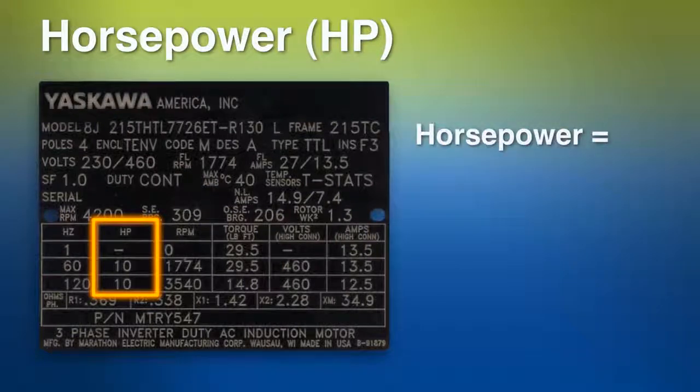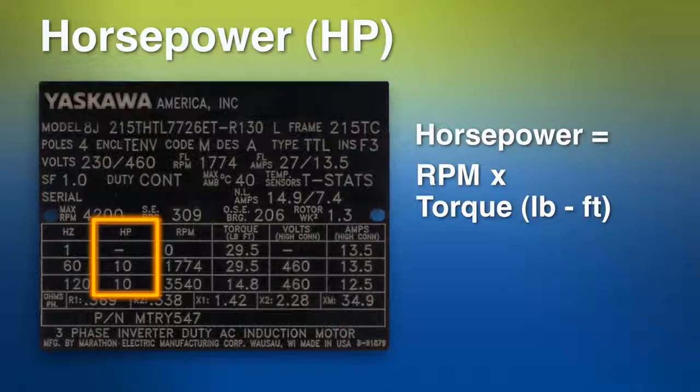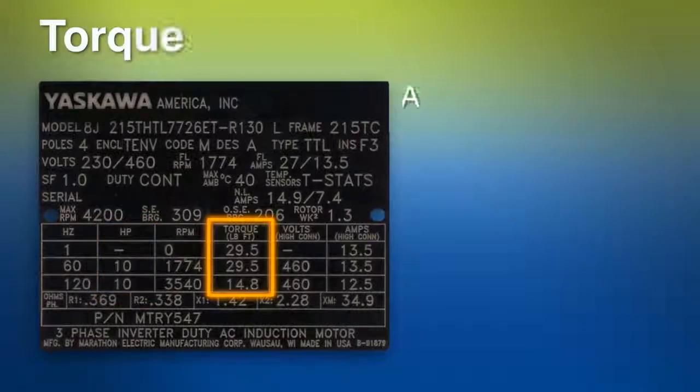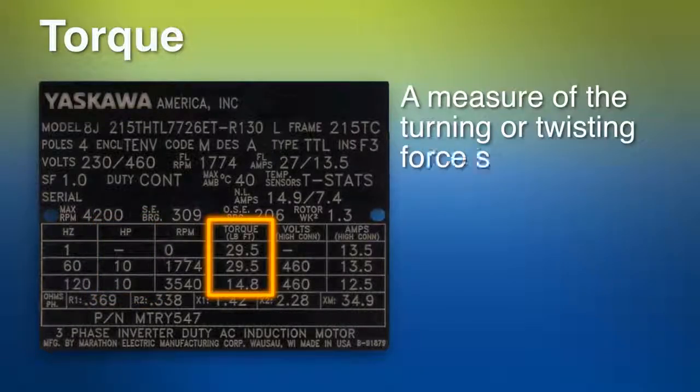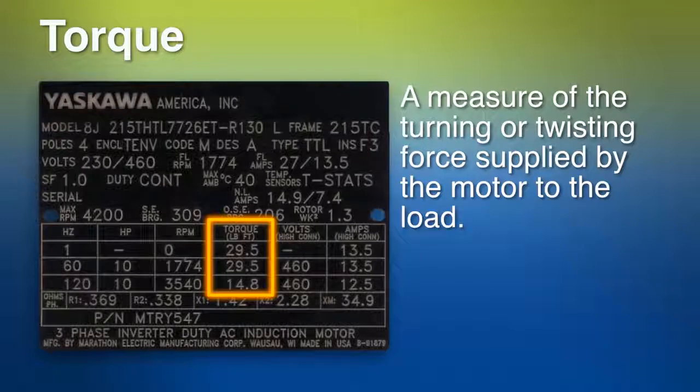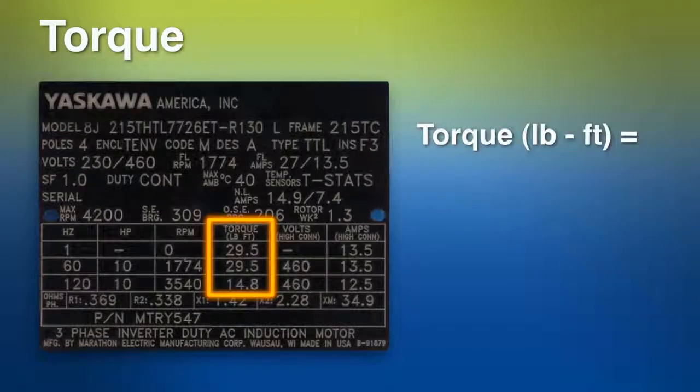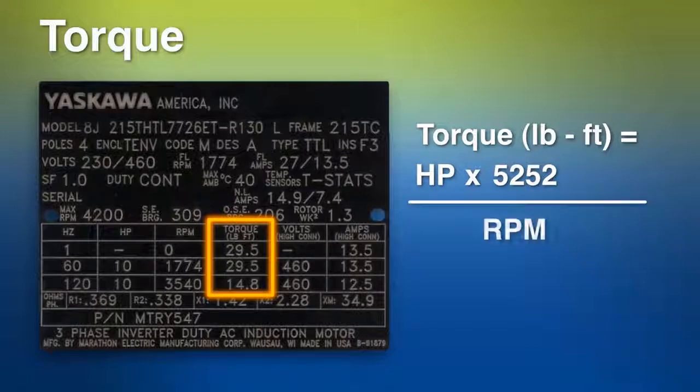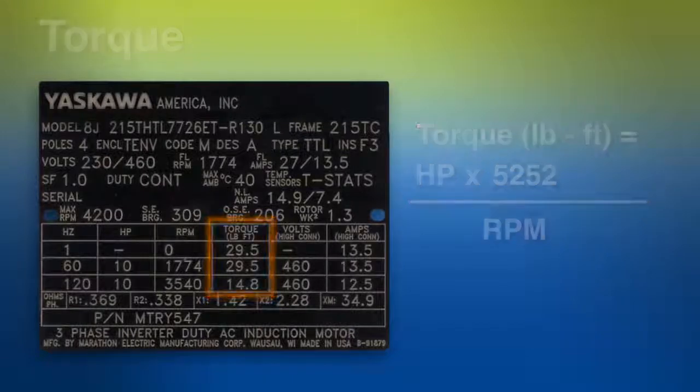You can calculate horsepower by multiplying the motor's speed times the amount of torque in foot-pounds and then dividing that sum by 5,252. Torque is a measure of the turning or twisting force supplied by the motor to the load. To calculate torque in foot-pounds, multiply horsepower times 5,252, which is a constant obtained by dividing 33,000 by 2 pi, and then dividing that number by revolutions per minute, or RPM.